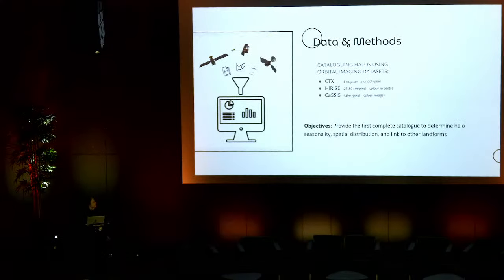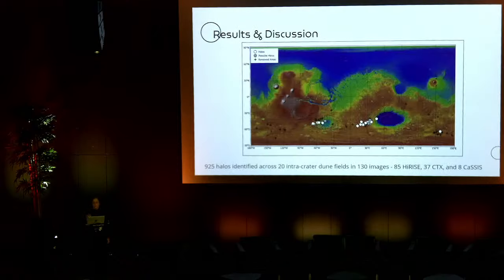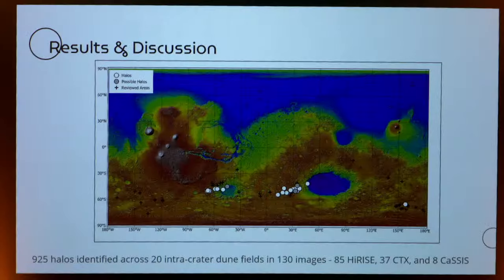And so the objective of the study was really just to understand when and where these dust halos occur. And so she looked at many images, and she found nearly 1,000 halos. So these are individual halos around individual flows in 20 dune fields across the mid-latitudes. This is the global map of Mars, and you can see with the little crosses the images where no halos were found, but we looked at the dunes anyway. But the circles are the detected halos, with the possible ones in gray.